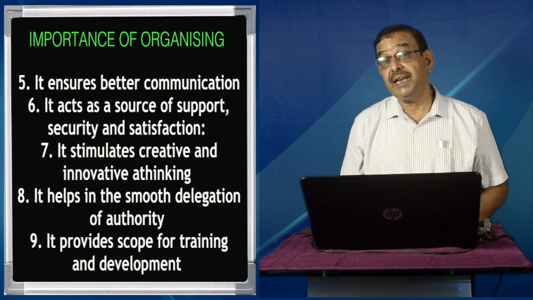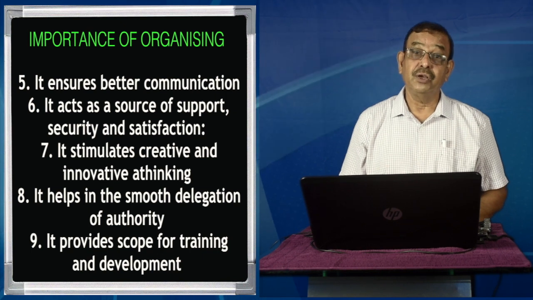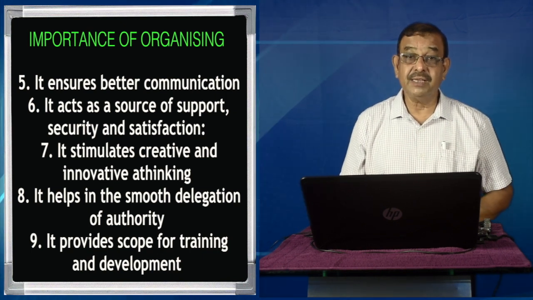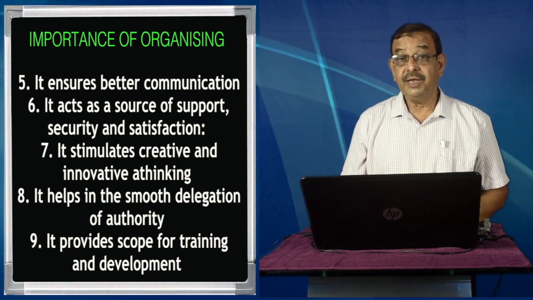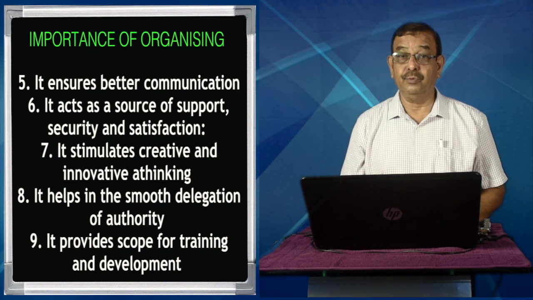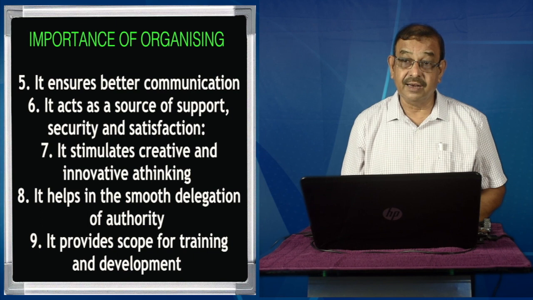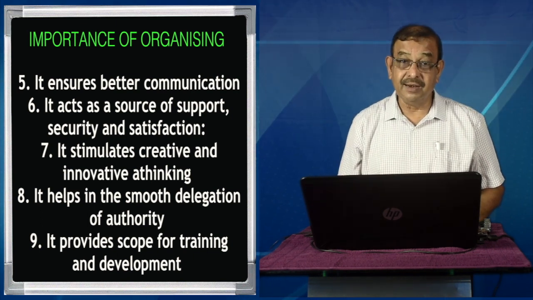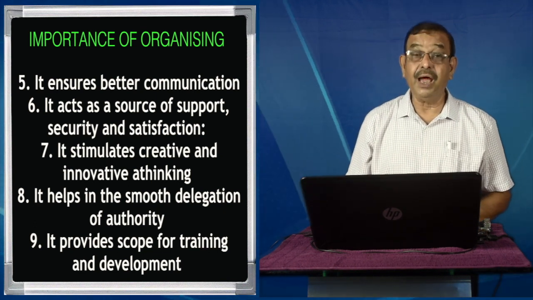It helps in smooth delegation of authority. The chief manager will delegate some of his functions to, say, the deputy chief manager. The deputy chief manager will delegate some of the functions to the manager and deputy manager. It provides scope for training and development. Today someone is at the supervisor level, that person will look for a promotion to assistant manager, then to deputy manager. The ladder of promotion, climbing the ladder, will also be made clear through the organizing process.